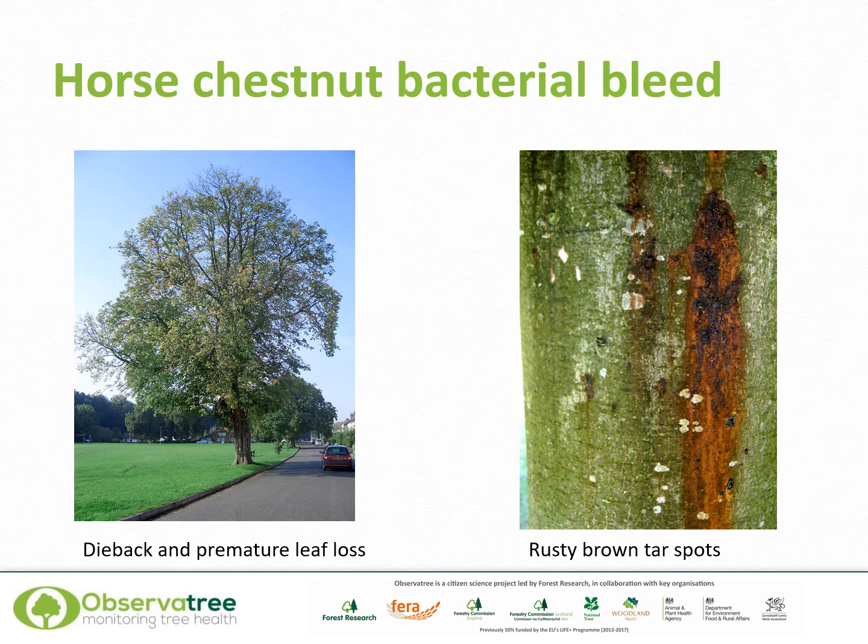In this slide, we're illustrating the rusty brown tar spots that you may see on the stem or trunk of a horse chestnut tree. Frequently this is a bacterial bleed, but there are also Phytophthora that may cause bleeding on trees. And on the left-hand side you can see the dieback and premature leaf loss on a horse chestnut tree.